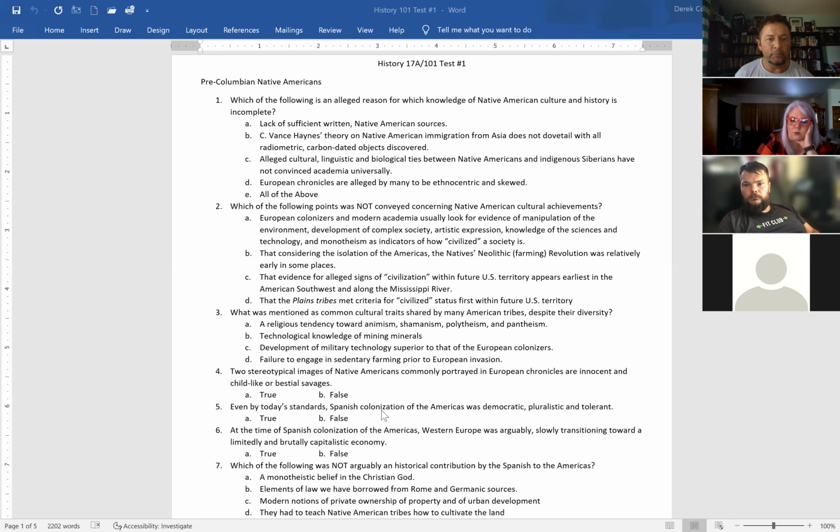All right. So number 5, even by today's standards, Spanish colonization of the Americas was democratic, pluralistic, and tolerant. Well, if you look at number 3 of your Black Legend handout, they were depicted as anything but, right? Very hierarchical, very inequitable, very undemocratic.